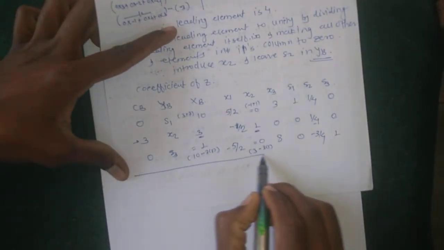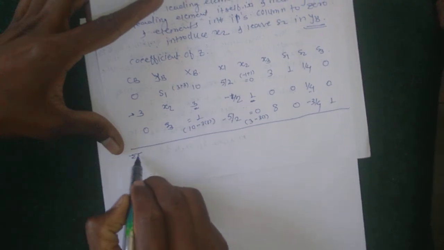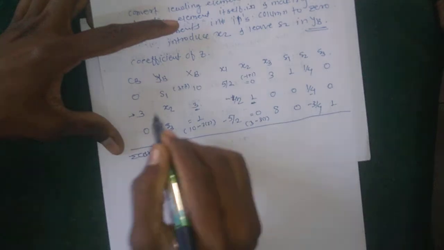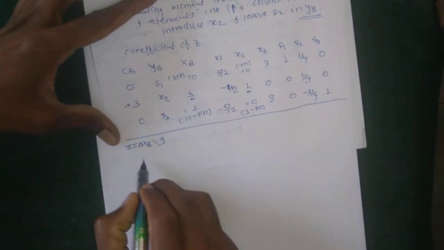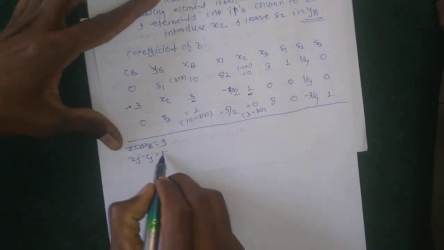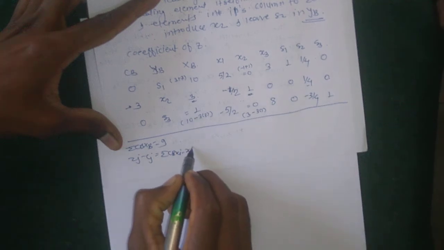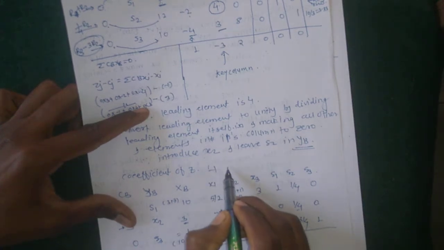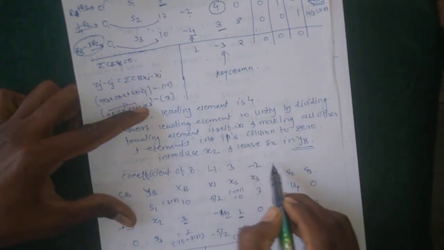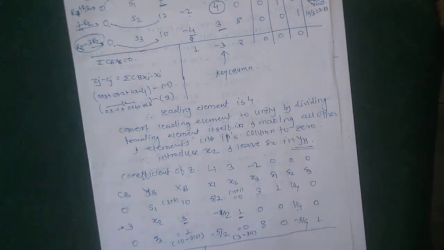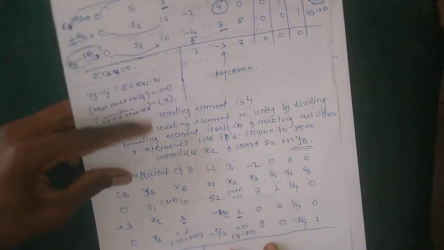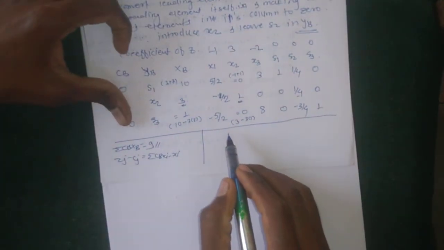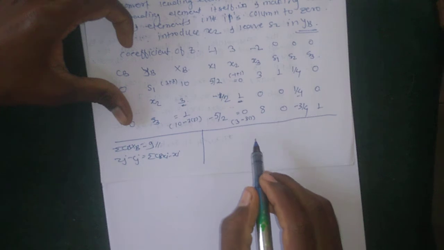Okay, now we have to calculate Zj minus Cj, the summation of CB XB. The summation of CB XB is 9, 3 into 3 is 9, and the other elements are 0. So Zj minus Cj is equal to the summation of CB XI minus CI. Here the coefficients are minus 1, 3, minus 2, 0, 0, 0. This is a maximum Z.